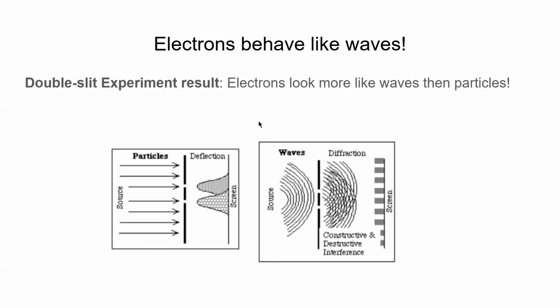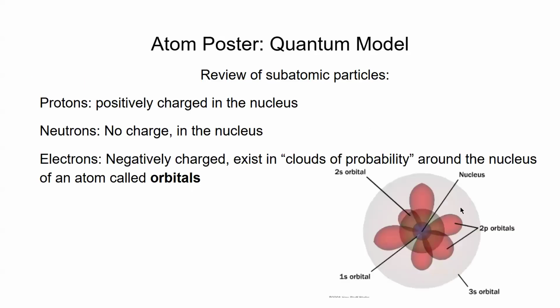And when you do this experiment with electrons, when we expect them to behave like particles, they actually behave like waves and will form an interference pattern. So this wave-like property of electrons was something that led us to the quantum model of the atom, and that is the biggest difference: treating electrons more like waves than like particles.